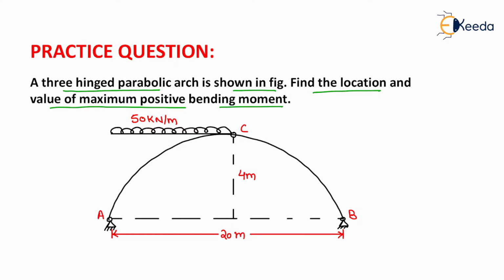Now here in this diagram, an arch is shown, that is a three-hinged parabolic arch having a uniformly distributed load in the left span AC of magnitude 50 kN per meter, and it has a central rise of 4 meter and a span length of 20 meter. Now we need to find the location and value of maximum positive bending moment.